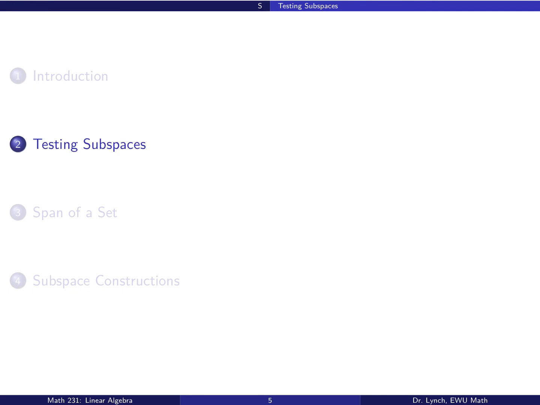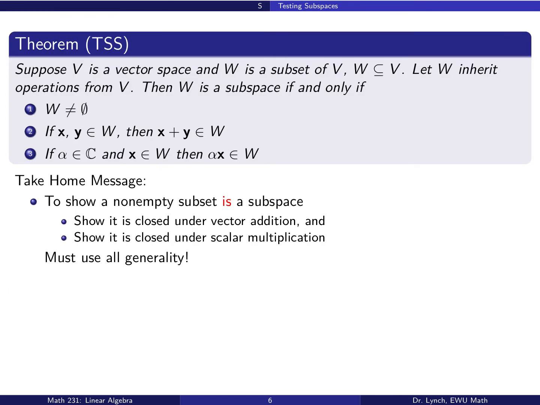So here's the theorem. When V is a vector space and W is a subset, and W inherits its operations from V, so it has the same definition of vector addition and scalar multiplication, then W is a subspace if and only if it's non-empty, it's closed under vector addition, and it's closed under scalar multiplication.